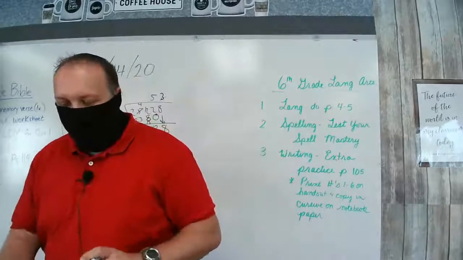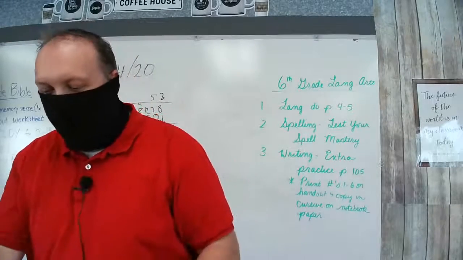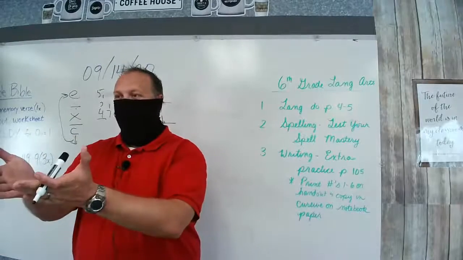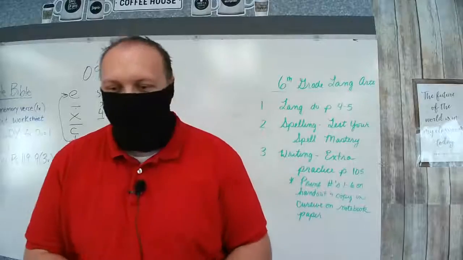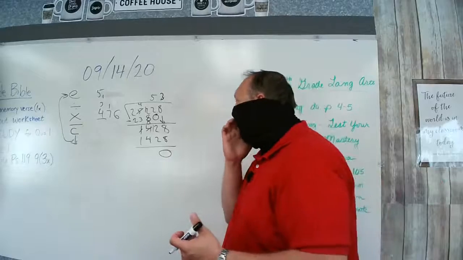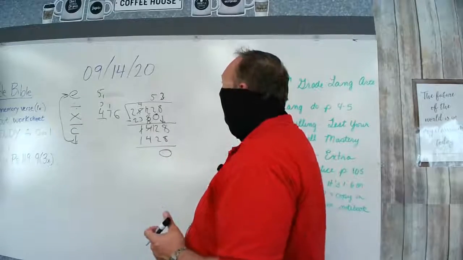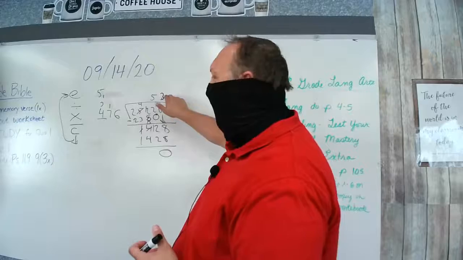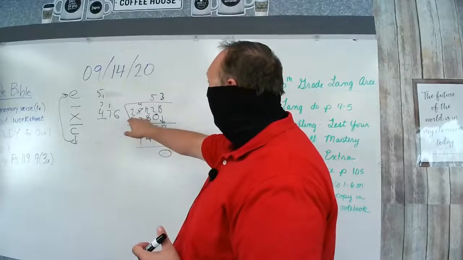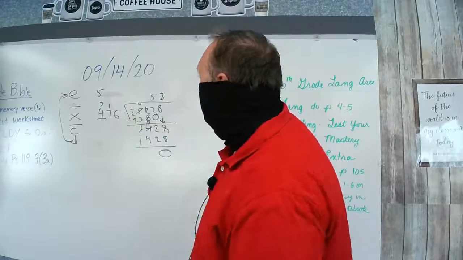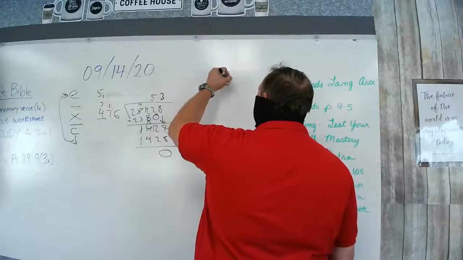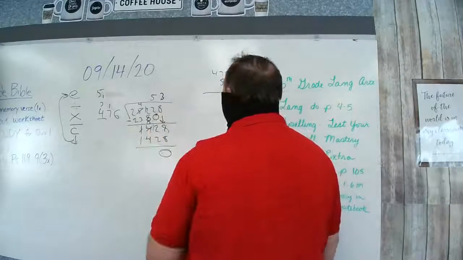All right, so in order to check a division problem, what you need to do is do the opposite of division. What's the opposite of division? Multiplication, okay? So in order to check a division problem, you have to multiply. So we're going to take our quotient and multiply it times our divisor, and then we're going to end up getting our dividend, okay? So we're going to take 53, multiply times 476, and we're going to end up getting this number right here.